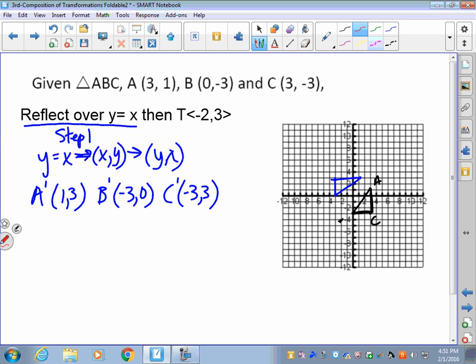Because this line is a diagonal line with a slope of 1, it's just a direct variation, and the slope goes through the origin. So we should see a reflection across that line.